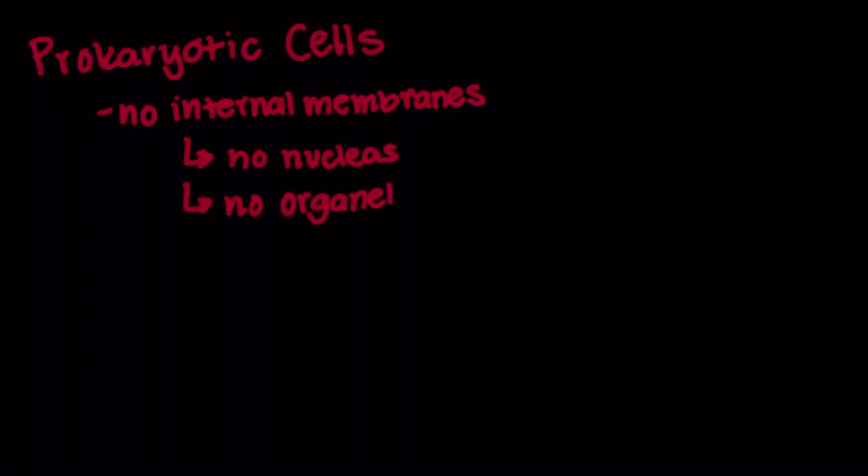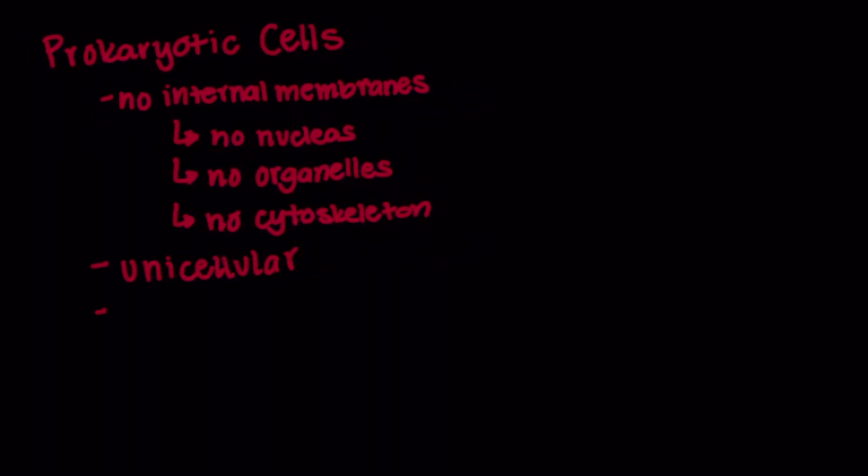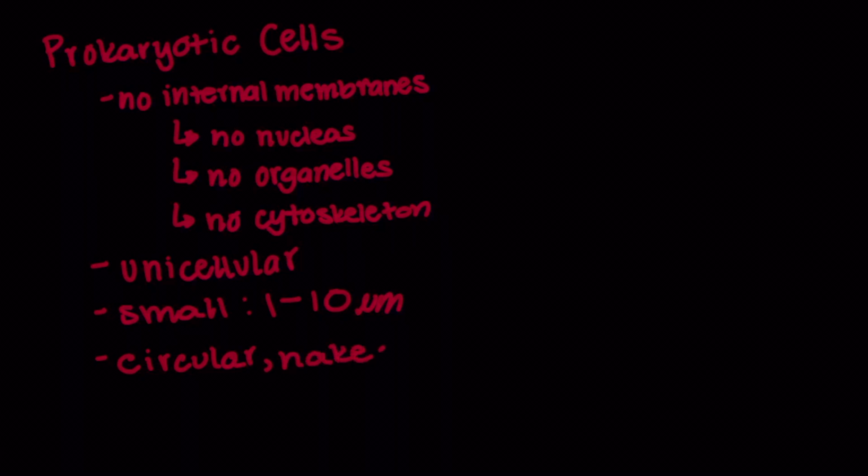First, prokaryotic cells have no internal membranes, meaning no nucleus, no membrane-bound organelles, and no cytoskeleton. They also are unicellular and small, about 1 to 10 micrometers. Their DNA is circular and naked, meaning that they do not have any histones.